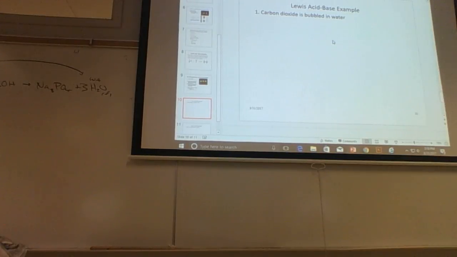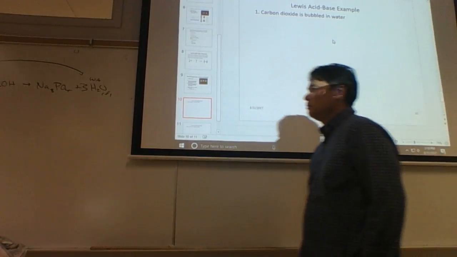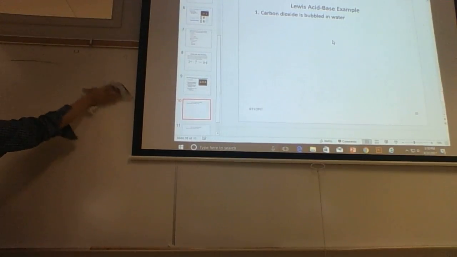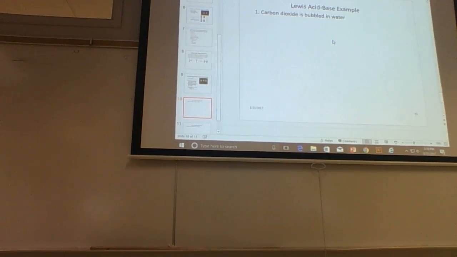Lewis acid-base reactions are a bit more difficult in predicting. So let's take a look at a Lewis acid-base reaction here, and then we'll go on break. We're going to look at carbon dioxide, CO2, and water. This is an example of a Lewis acid-base reaction.